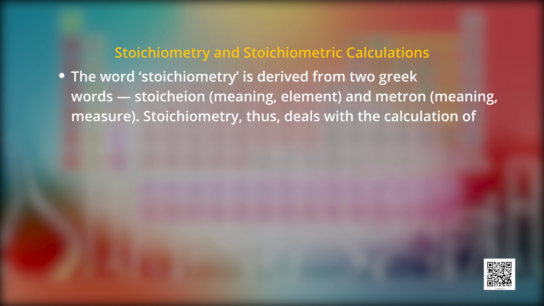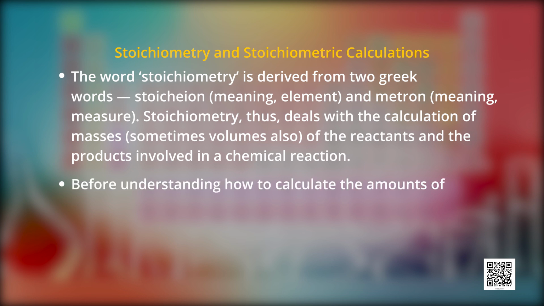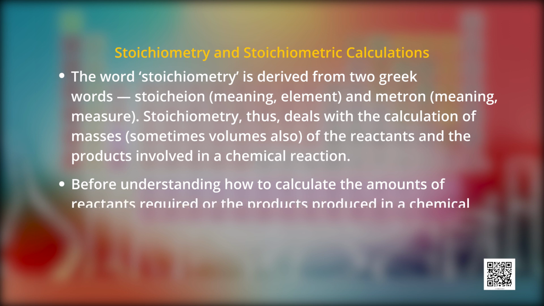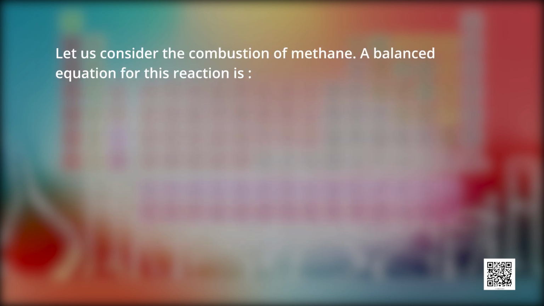Stoichiometry thus deals with the calculation of masses, sometimes volumes also, of the reactants and the products involved in a chemical reaction. Before understanding how to calculate the amounts of reactants required or the products produced in a chemical reaction, let us study what information is available from the balanced chemical equation of a given reaction. Let us consider the combustion of methane.